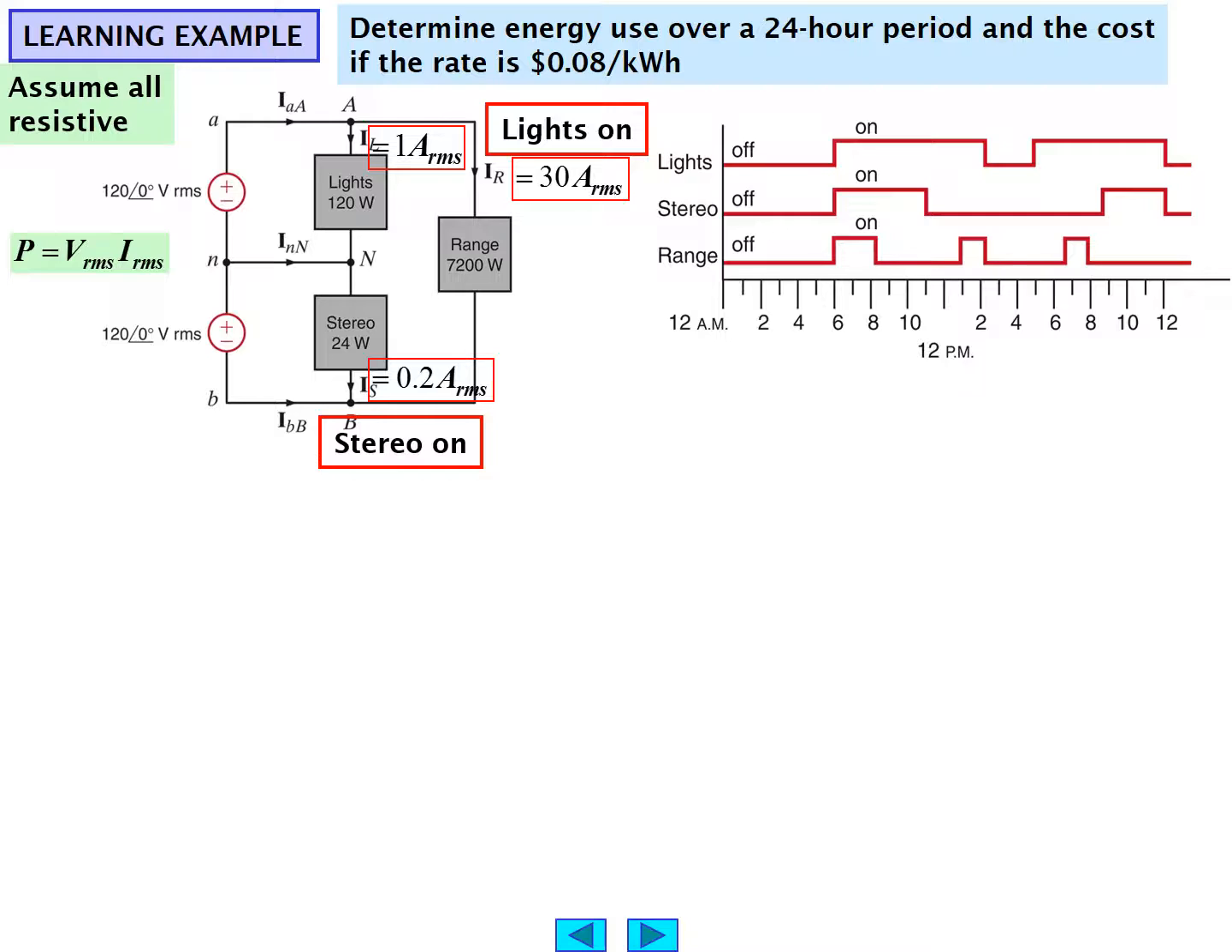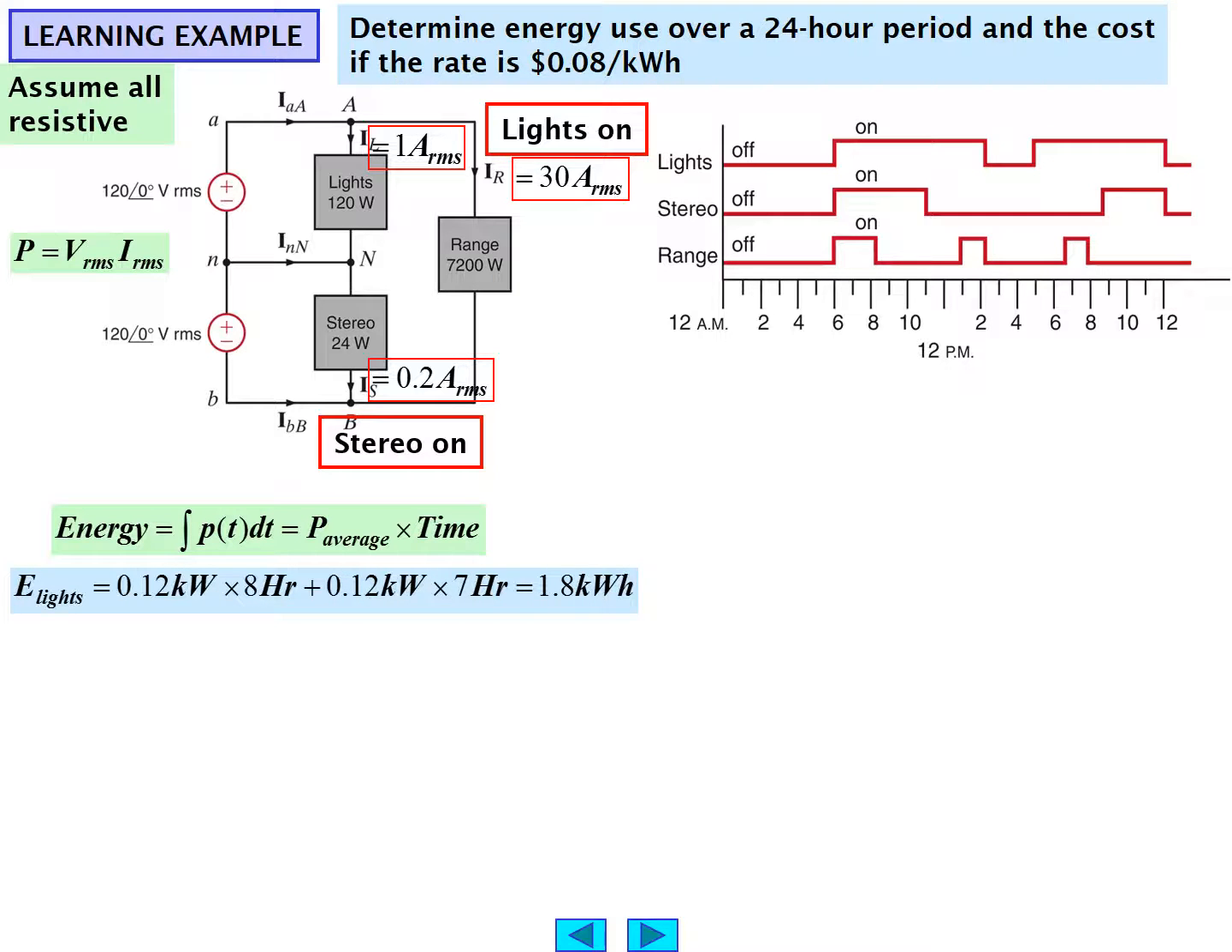So we have a situation where the lights could be on or off, the stereo could be on or off, and the range could be on or off. And that's shown as a load diagram here versus a time axis in hours, if you will. And we're going to use this as a metric for computing what the actual cost might be. Energy is the integral of the power dt, or if you will, the average power times the time.